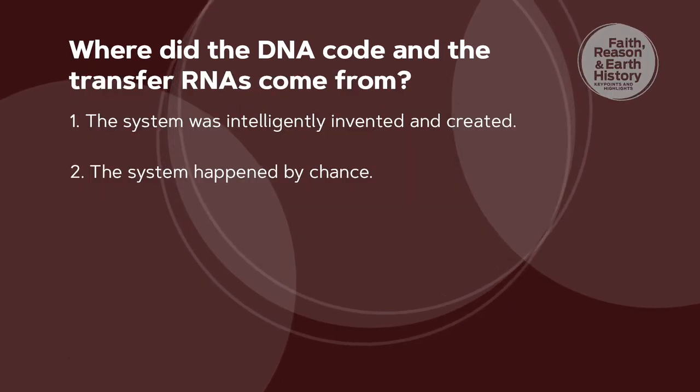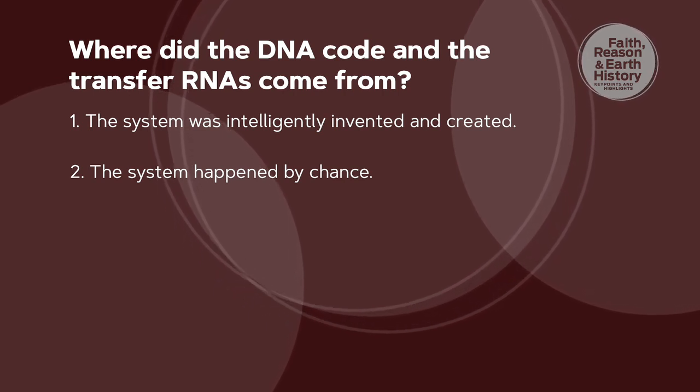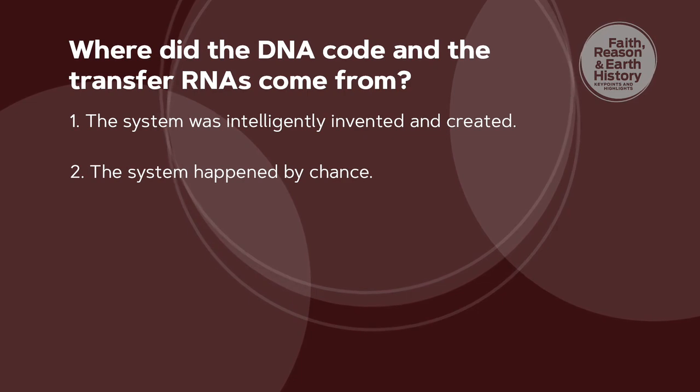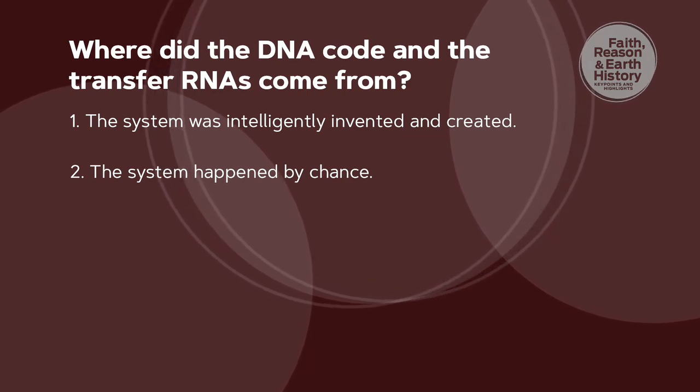Where do the DNA code and the transfer RNAs come from? There are 2 options, like in many other things. Number 1, the system was intelligently invented and created. Or number 2, the system happened by chance. Which explanation seems more reasonable?